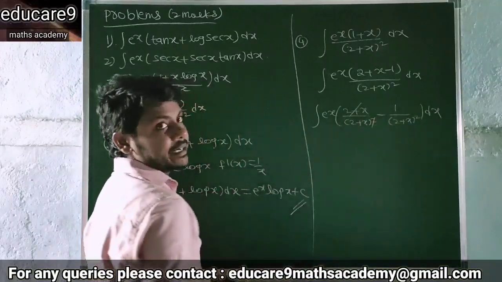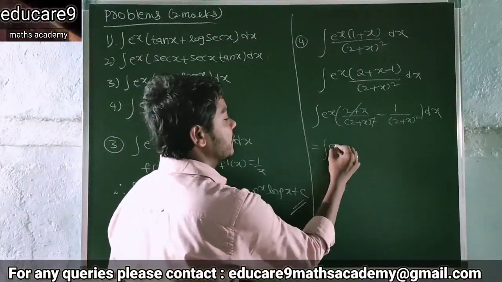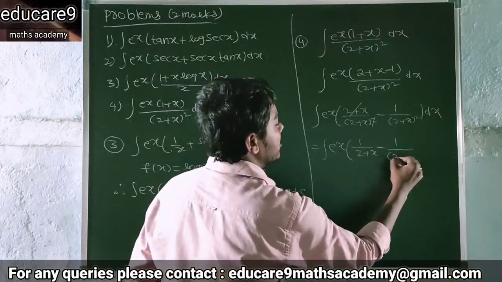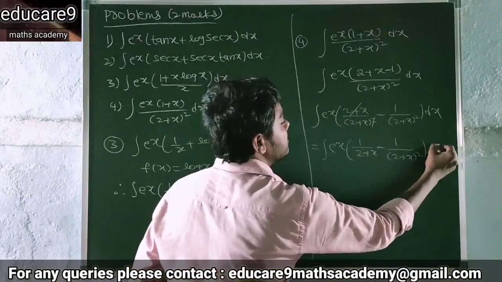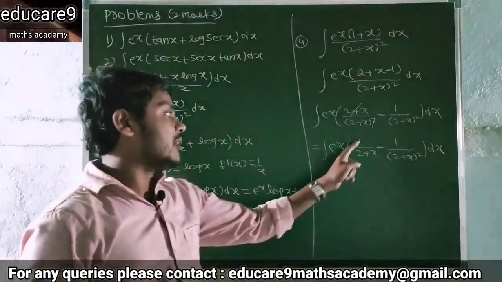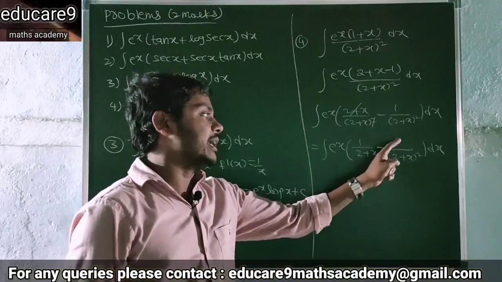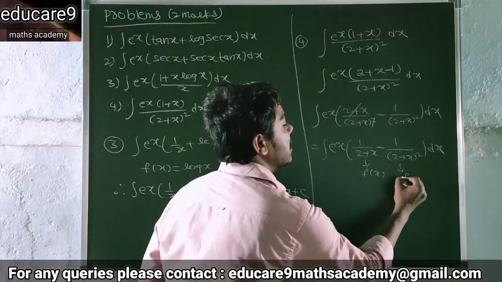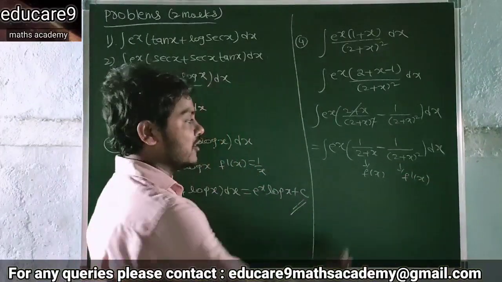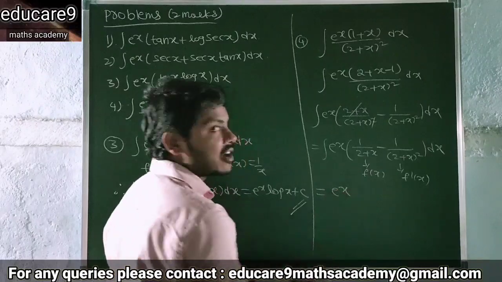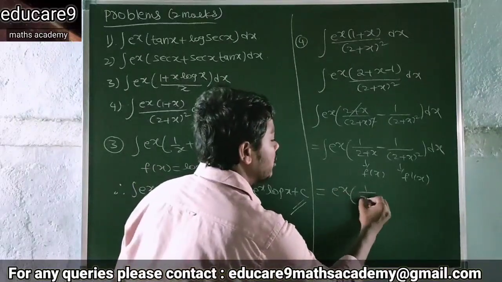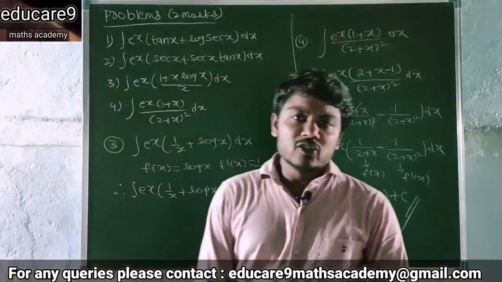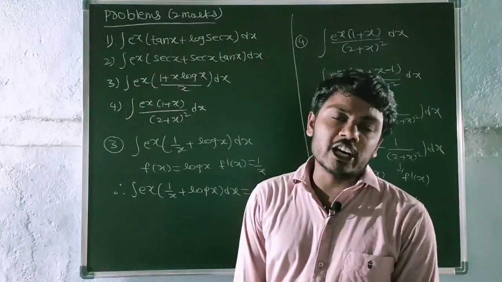So 2 plus x gets cancelled. So this is integration of e power x into 1 by 2 plus x minus 1 by 2 plus x whole square dx. So clearly it is in the form of 1 by x. So derivative of 1 by x is minus 1 by x square. So this is f of x and this is f dash x. Okay. So therefore this is what? E power x f of x, that is 1 by 2 plus x plus c. So this is the required answer. So for next session we will discuss more concepts and problems.